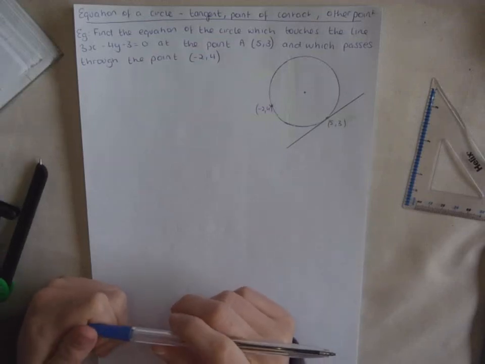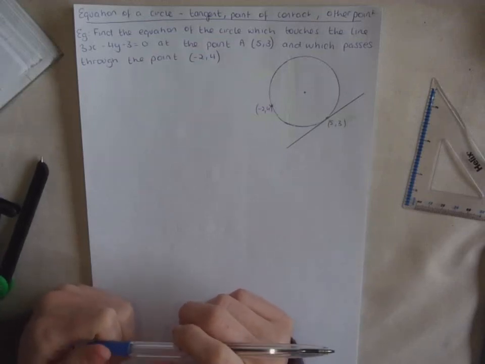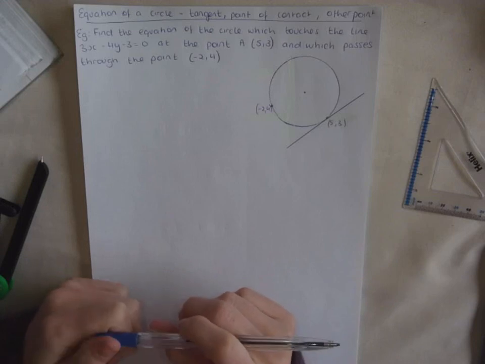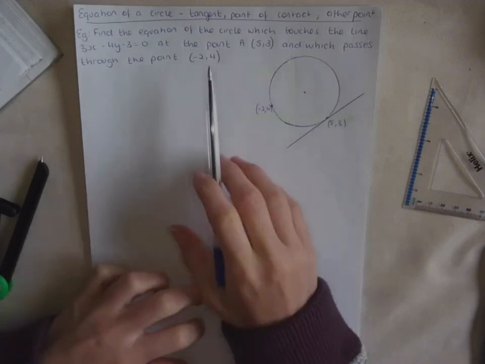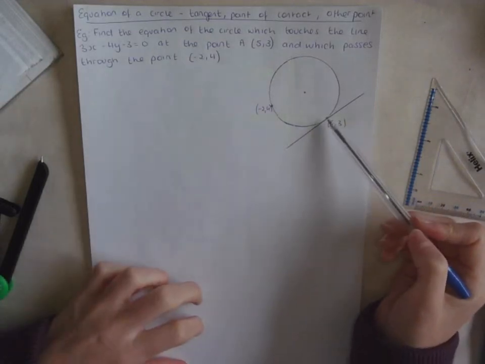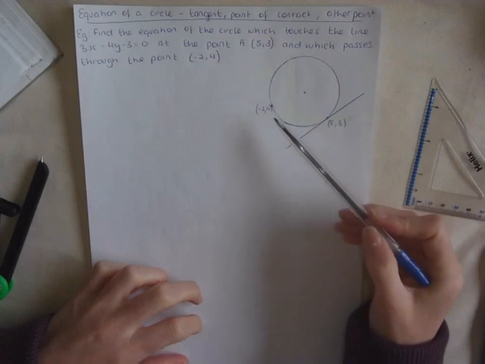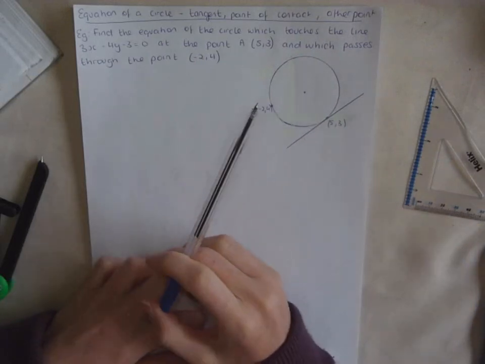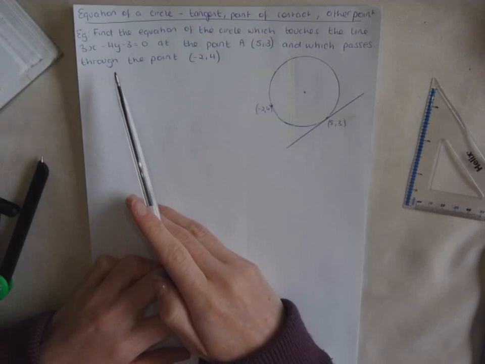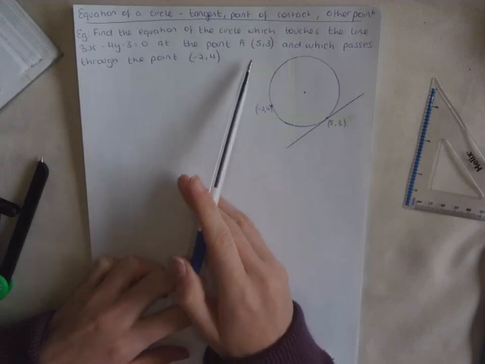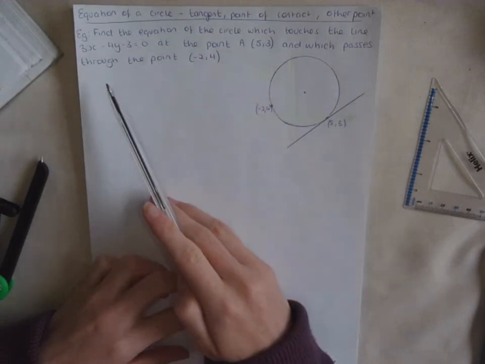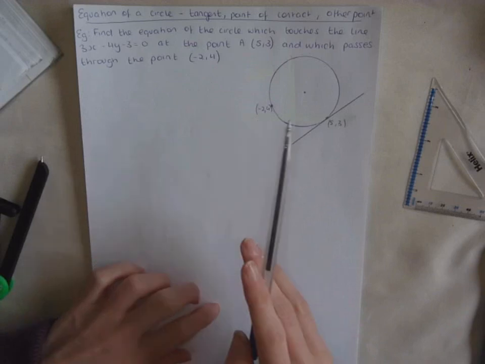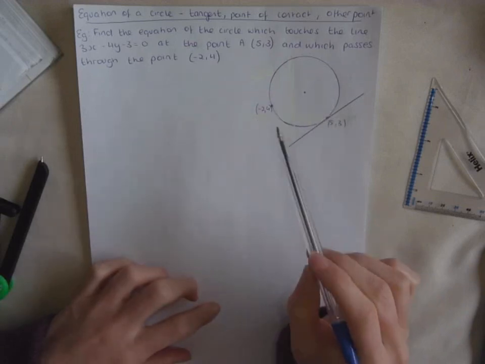Okay, now we're going to use properties 2 and 3 together to find the equation of the circle. We're given the tangent, the point of contact, and one other point on the circle. So find the equation of the circle which touches the line 3x minus 4y minus 3 equals 0 at this point A, and which passes through the point minus 2, 4.